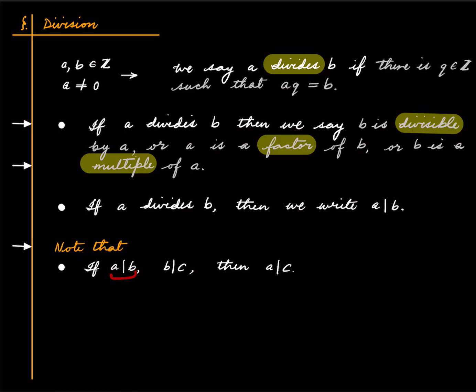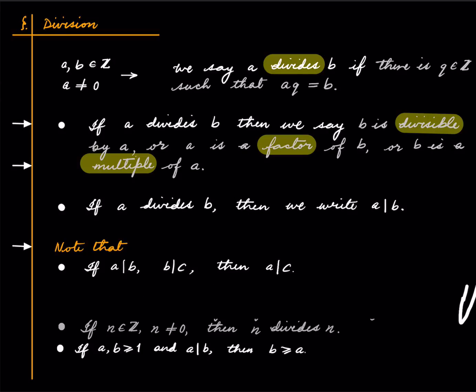So whenever we say A divides B, it's already assumed that A is non-zero, and when we say B divides C, it's already assumed that B is non-zero. So then one can formally show that A divides C, and I leave that to you. And similarly, there are these other, sorry, what happened?